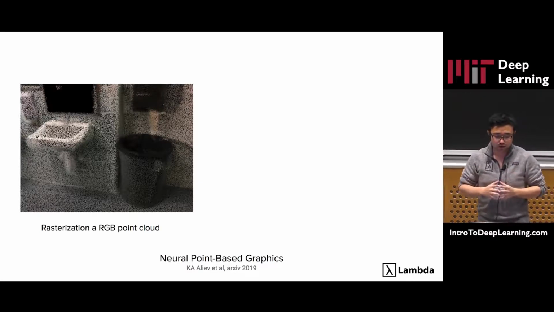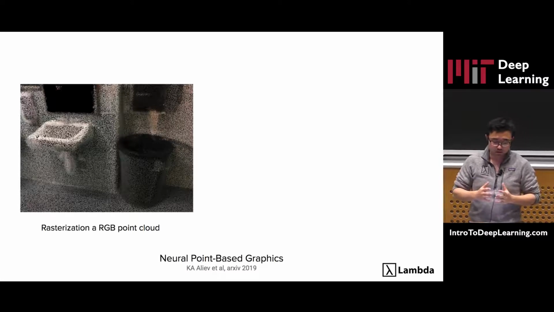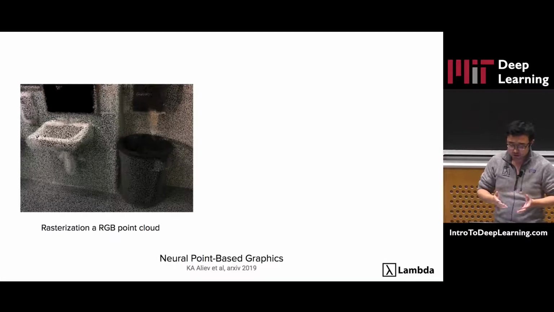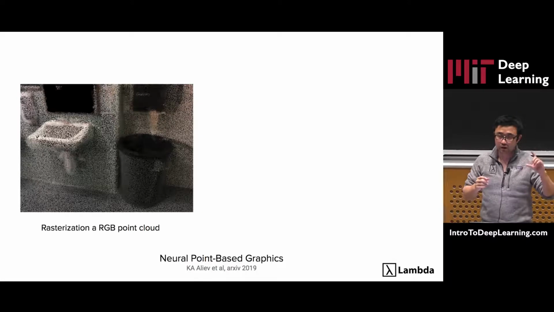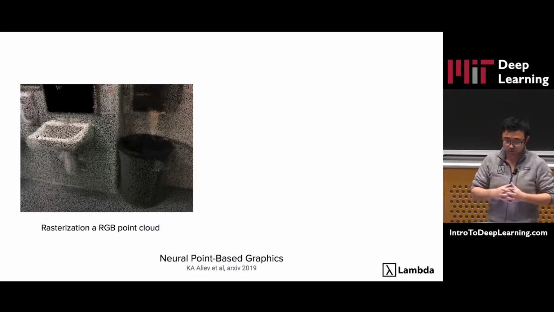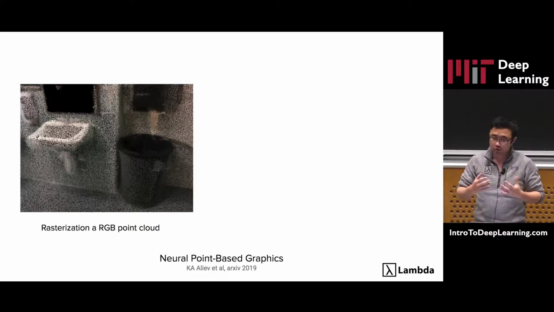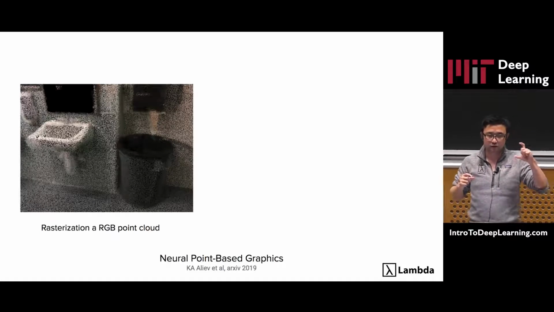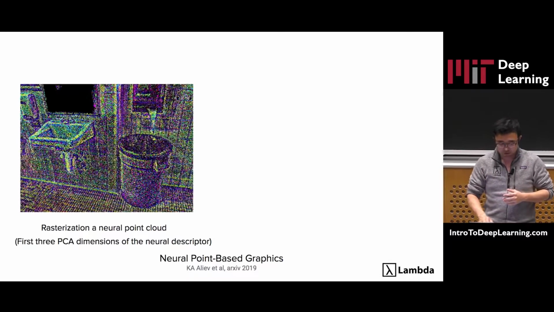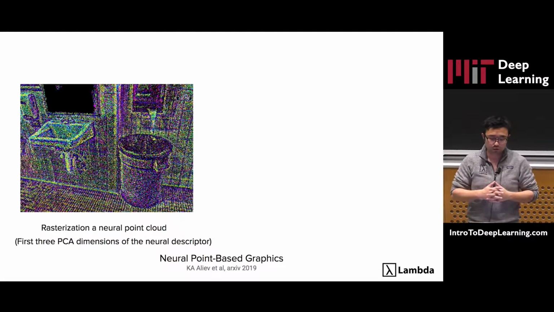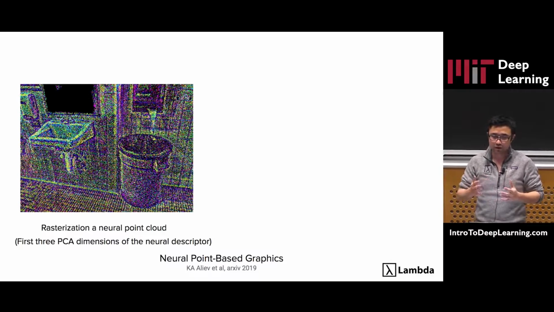However, if you do this, there are a lot of holes in the result. At the same time, you can see a lot of color blobs. So what neural point-based graphics did is they replace the RGB color by a learned neural descriptor. This neural descriptor is an 8-dimensional vector that is associated with each input point. You can think of it as a deep feature that compensates for the sparsity of the point cloud. This is a visualization of the neural descriptor using the first 3 PCA components.